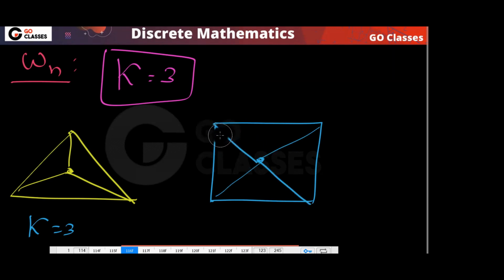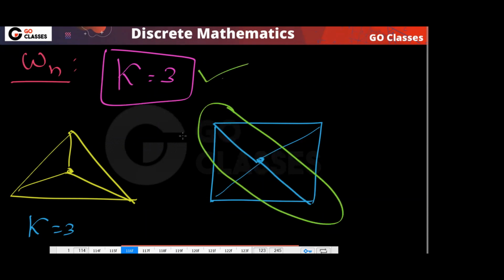If I want to disconnect it, then I can remove these 3 vertices. Please notice, if I remove this vertex, it does not disconnect. If I remove this, it does not disconnect. But if I remove this, it will disconnect. So the kappa is equal to 3. For the wheel graph, the connectivity number kappa is 3.